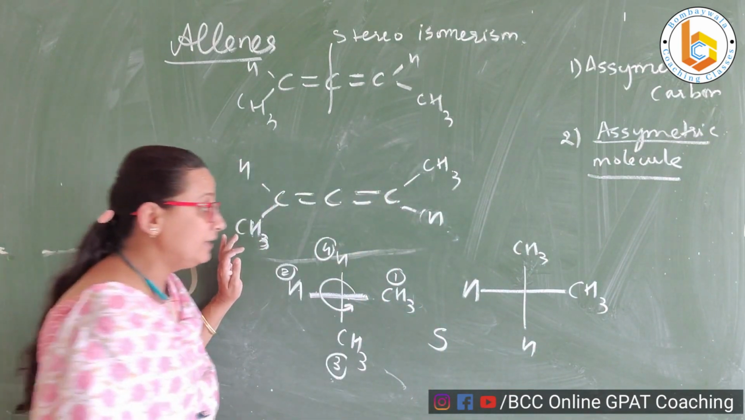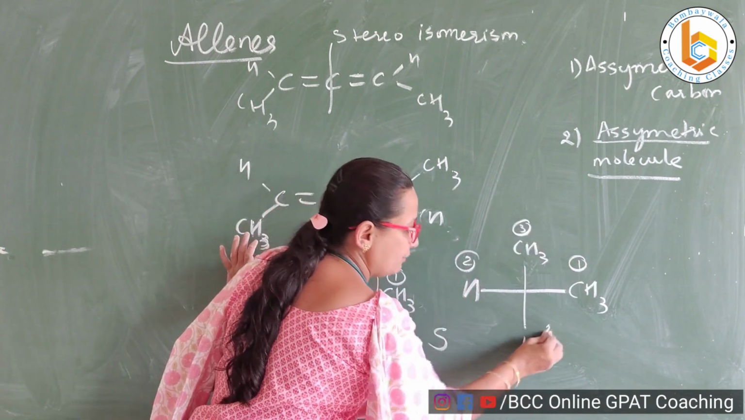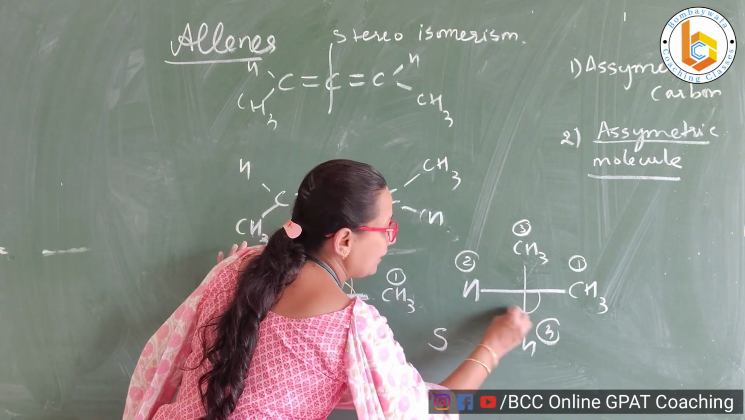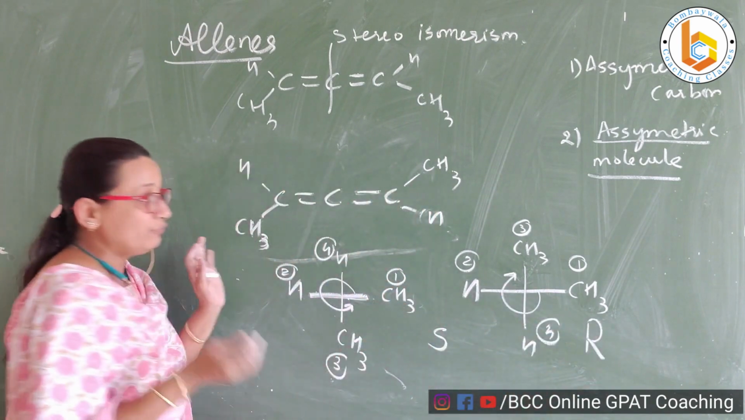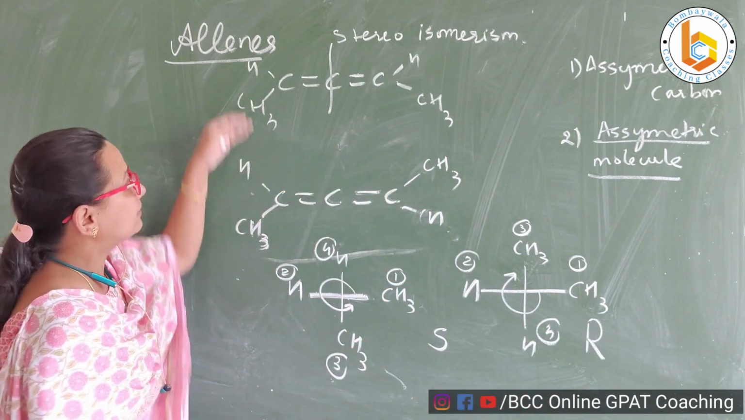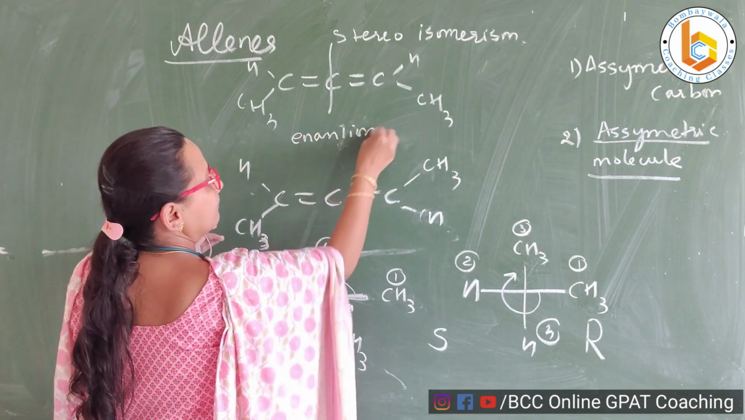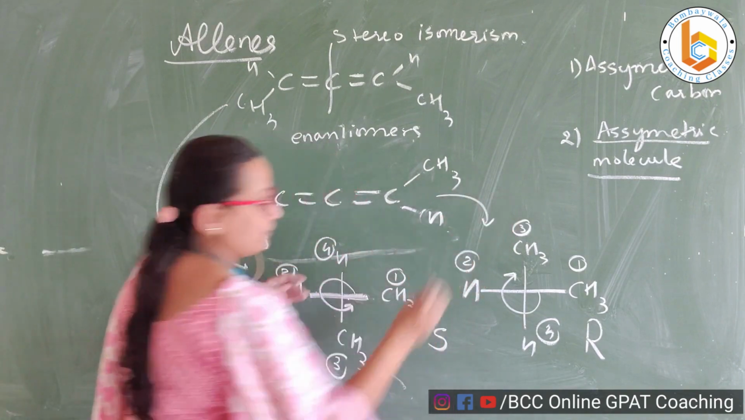If I do the numbering, this is 1 and this is 2. This would be 3 and this would be 4. And now see how it will move. See, 1, 2 and 3. It is moving in the clockwise. So these two are nothing but enantiomers to each other. This is for this form and this is for this form.